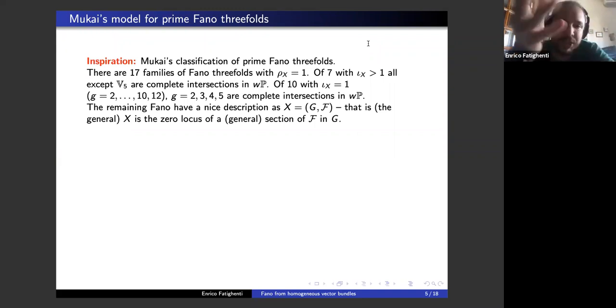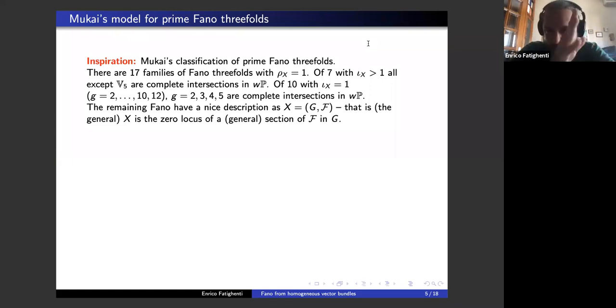If you take the other 10, which have index 1, as you probably know, they are labeled by a number, the genus g, which goes from 2 to 12, excluding 11. For genus 2, 3, 4, and 5, these Fano threefolds are once again complete intersections in a weighted projective space. But to describe the remaining ones, we do have to use this language. In fact, the remaining Fano threefolds have a nice description in this way.